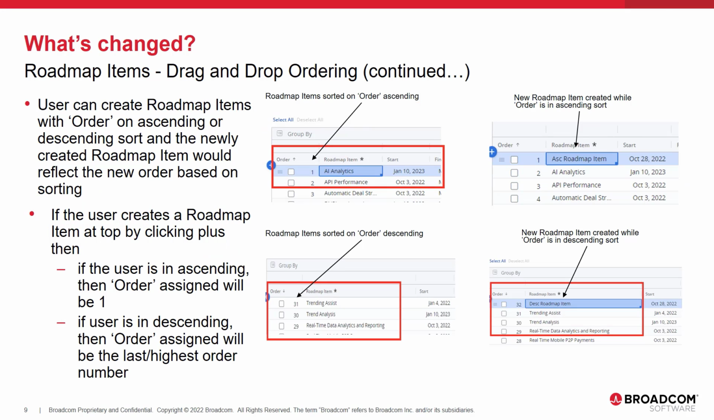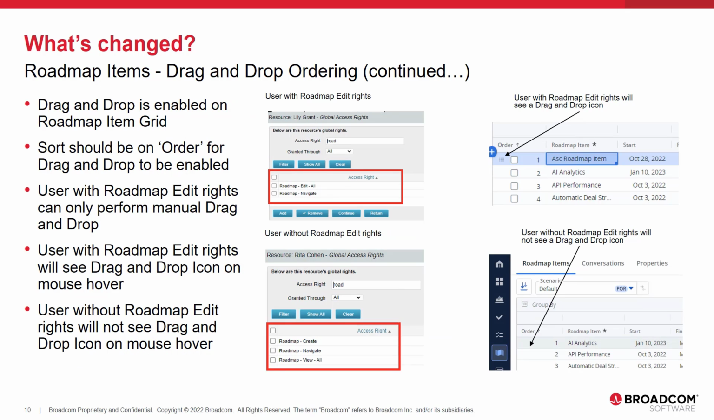User can create a roadmap item with order on ascending or descending sort, and the newly created roadmap item would reflect the new order based on sorting. If the user is in ascending order and creates a roadmap item by clicking plus, then order assigned will be 1. If the user is in descending order and creates a roadmap item by clicking plus, then order assigned will be the last number.